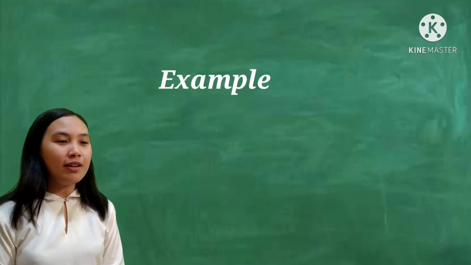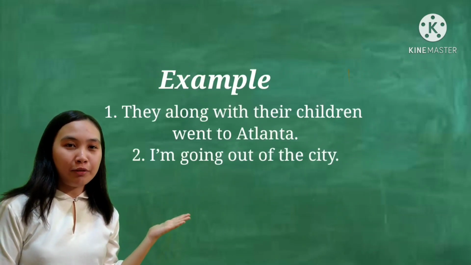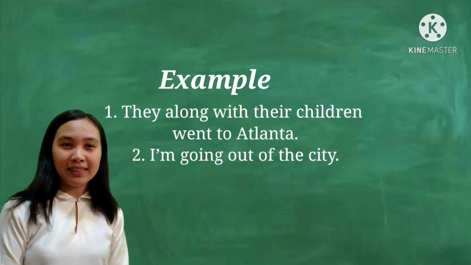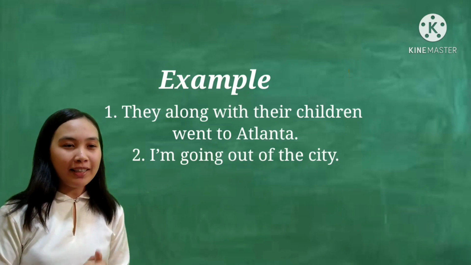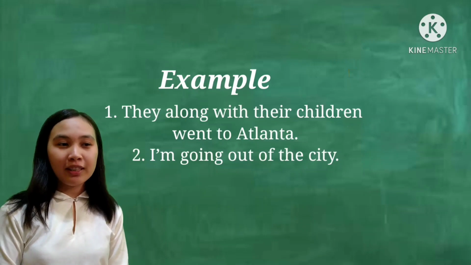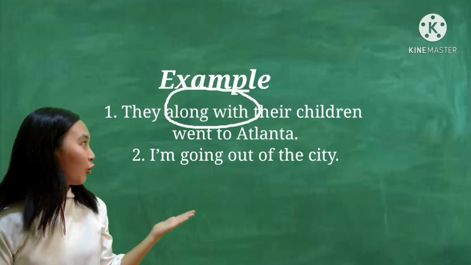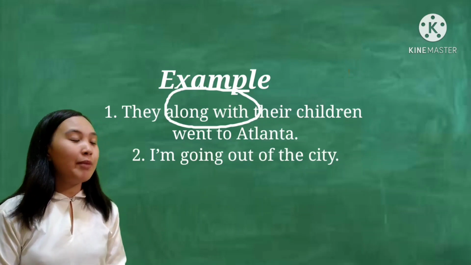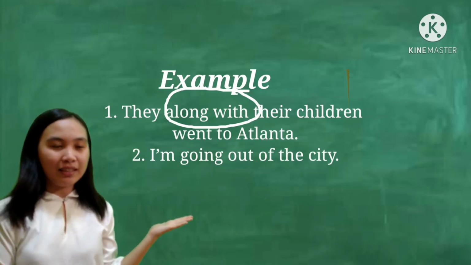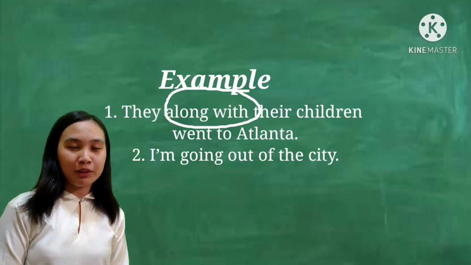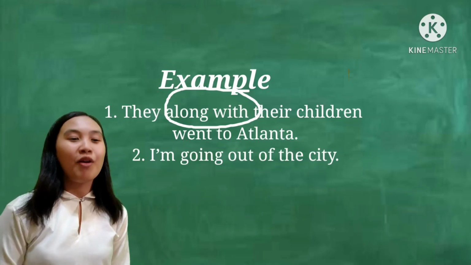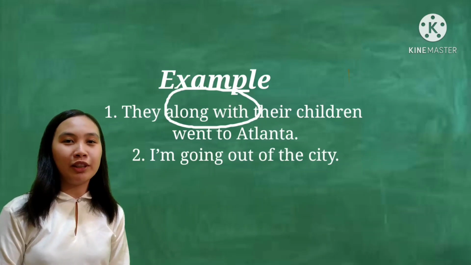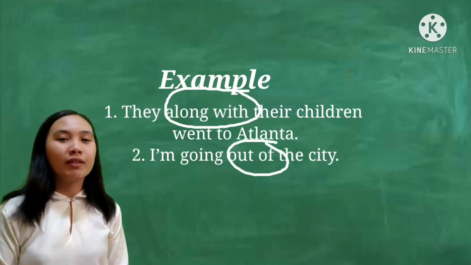So for example, they along with their children went to Atlanta. So what is the phrasal preposition in the sentence? That's right. The phrasal preposition in the sentence is the word along with. So the second example, I'm going out of the city. So what is the phrasal preposition in the sentence? Very good. The phrasal preposition in the sentence is the word out of.